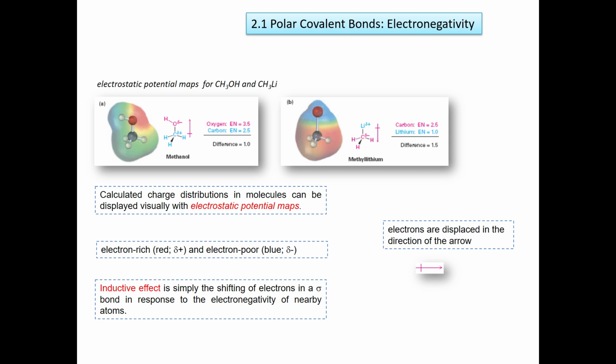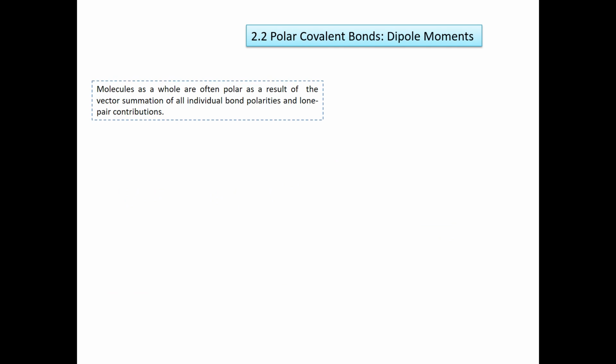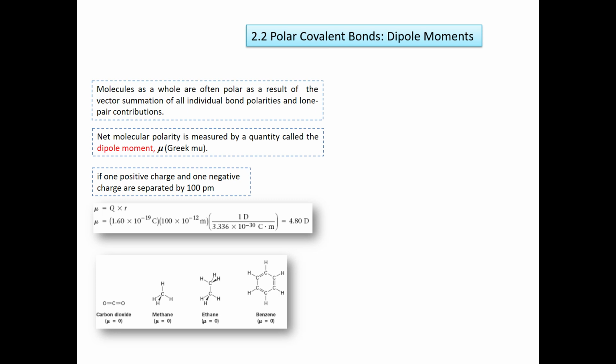The inductive effect is simply the shifting of electrons in a sigma bond in response to the electronegativity of nearby atoms. Basically, what we are doing is checking the inductive effect, which depends on the electronegativity of each bond and how each atom attracts the electrons due to its electronegativity. Normally molecules are polar. The major part of the molecules are polar, because if we have a heteroatom like nitrogen, oxygen, phosphorus, all these atoms are electronegative, or even halogens, which are all electronegative.